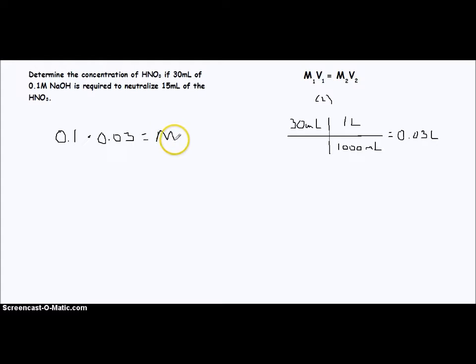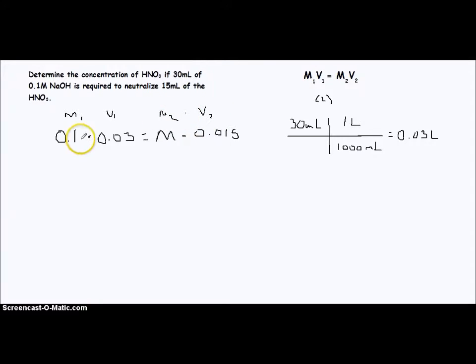So the volume here is 0.03, and we're going to set that equal to the concentration of the acid that we don't know, times, I'm going to do this in the same method, I'm just going to move it over the same value, 0.015 liters. Okay, so we have M1V1 equals M2 times V2.